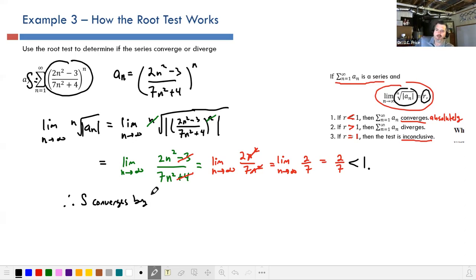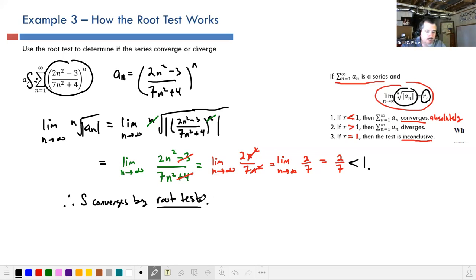Turn off my alarm here, guys. Sorry. So by the root test, right? So by the root test. All right, and so that's how you use the root test here.